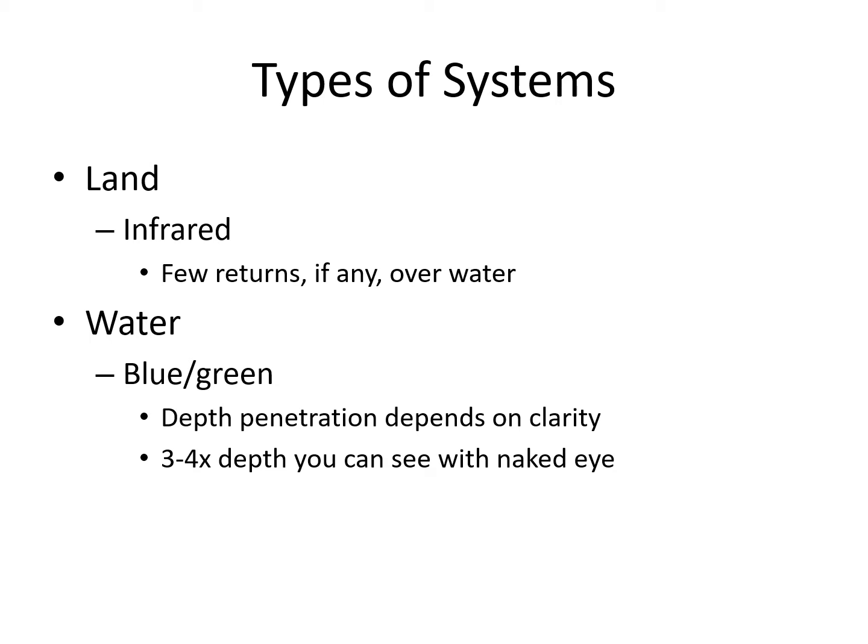The depth penetration that this system will get in water depends entirely on the clarity of the water. But in general, you can go to about 3 to 4 times the depth of what you can see with the naked eye. So if the water is extremely clear and you can see 20 feet down, then you can anticipate measuring somewhere between 60 and 80 feet deep with this system.